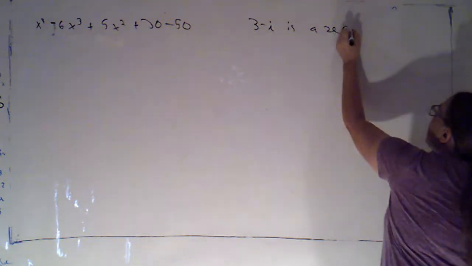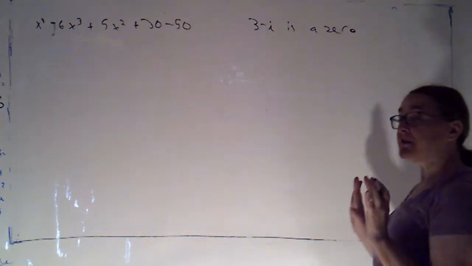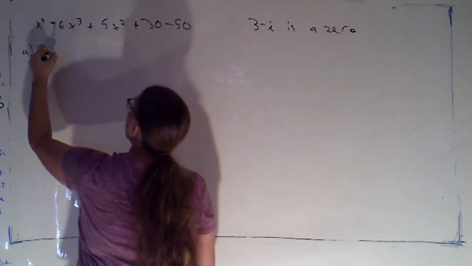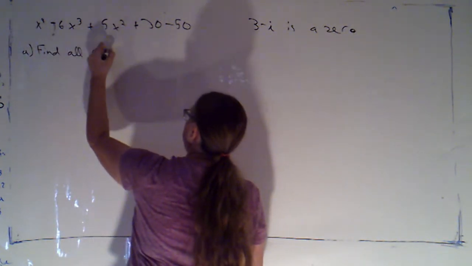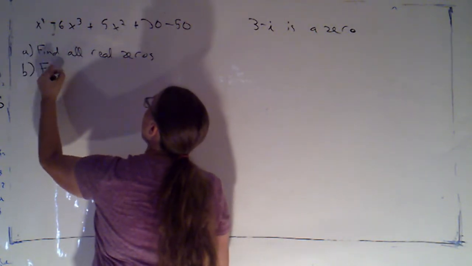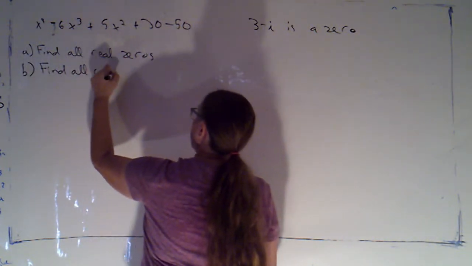Okay. And what I want to do is 4 things. Okay. I want to first of all find all the real zeros. Then I want to find all the complex zeros.